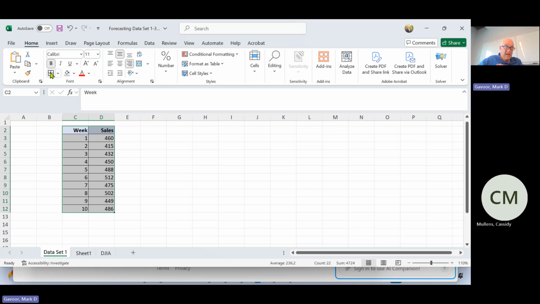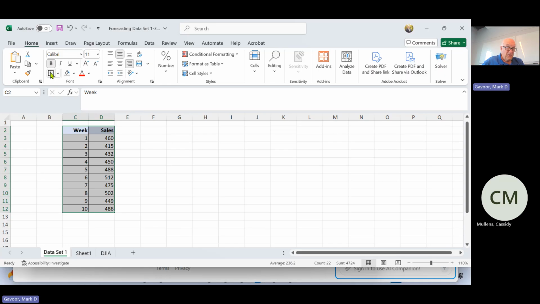But the first problem says, how do we calculate, for a given data set, the MAD, the MSE, and the MAPE? Mean absolute deviation, mean squared error, and mean absolute percent error. The second problem says, how do we use linear regression to come up with a regression model?